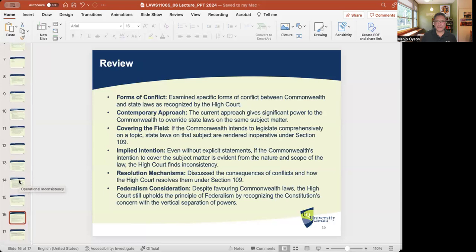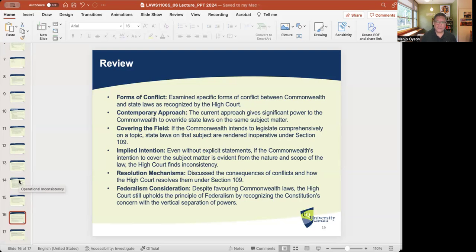So, in terms of review, we've focused on specific forms of conflict between Commonwealth and state laws as recognized by the High Court. And the contemporary approach, the current approach, gives significant power to the Commonwealth to override state laws on the same subject matter, especially given the Engineers doctrine, which allows for an expansionary approach to the ability of the Commonwealth Parliament to pass a law. And of course, we have the covering the field doctrine: if the Commonwealth intends to legislate comprehensively on a particular subject matter, then to a great extent, state laws on that subject are rendered inoperative under Section 109, at least to the extent of the inconsistency.